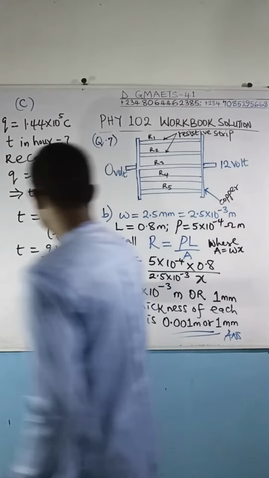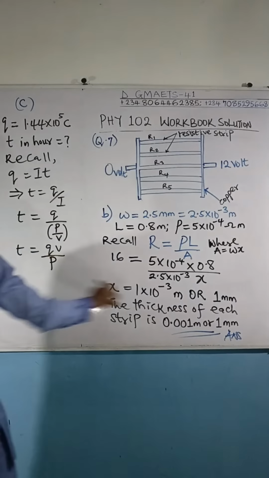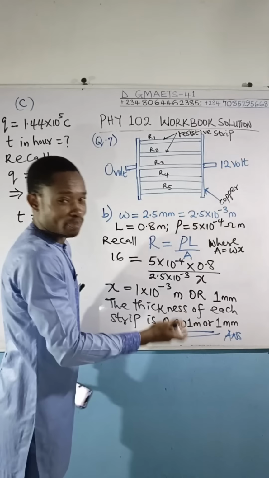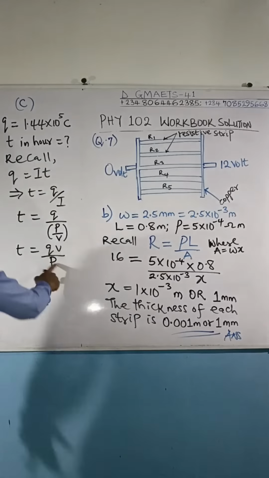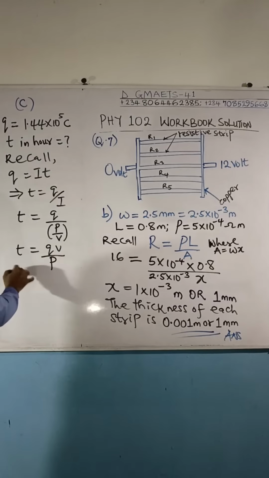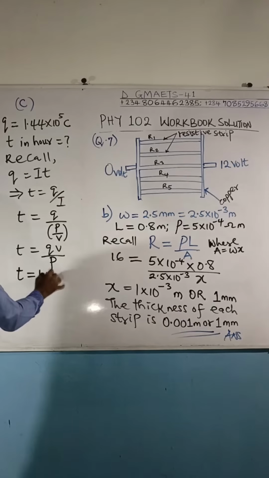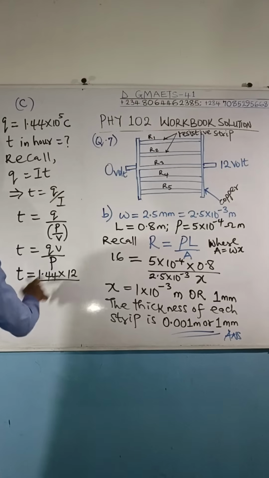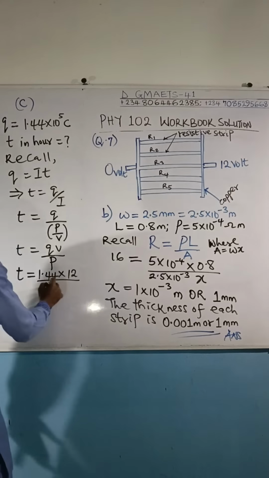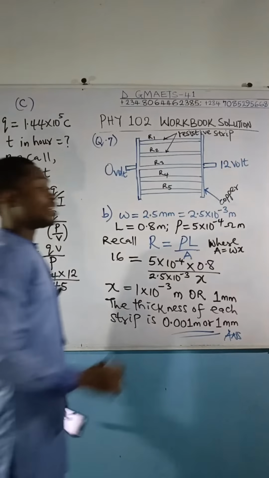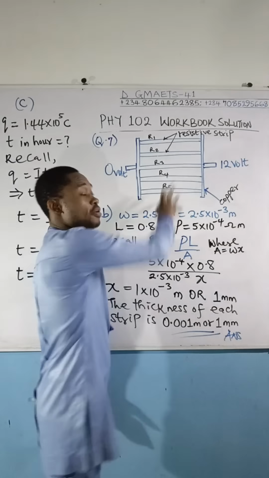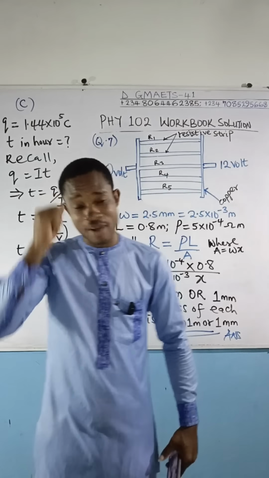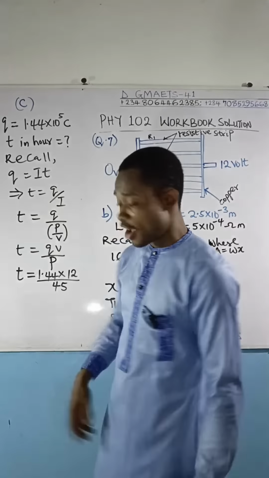Where this P is power. Please take note, this thing is not P. I usually use it for resistivity. I call it rho, okay? So it's different from this. This one is power, P. So from here, T will now be the charge, 1.44, multiplied by the voltage, which is 12, divided by the power. The power from the question is 45 watts. You still remember that? The rate of heat generated is 45 watts. I told you that is power. We already met it in the A part of the question, I guess. So fix 45 and then solve that.